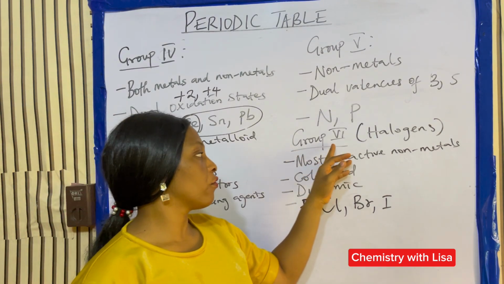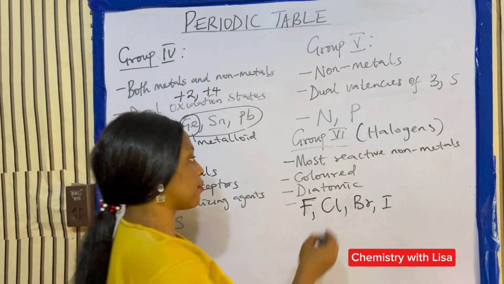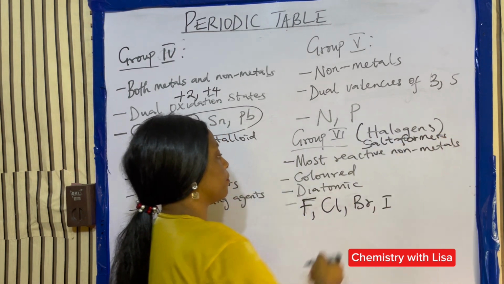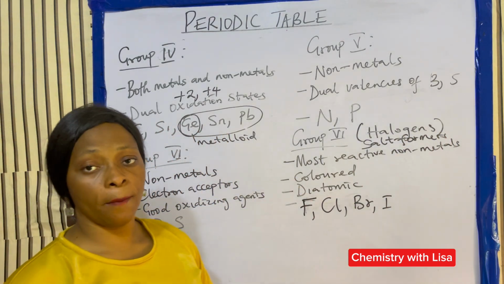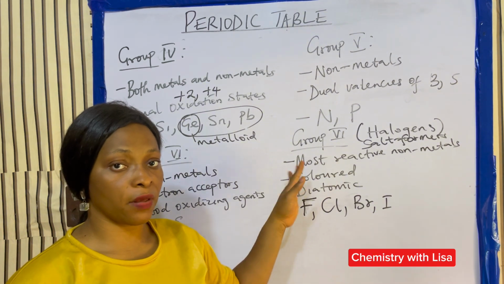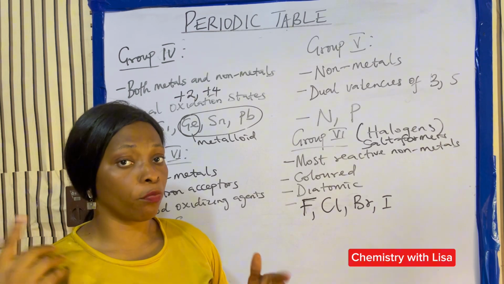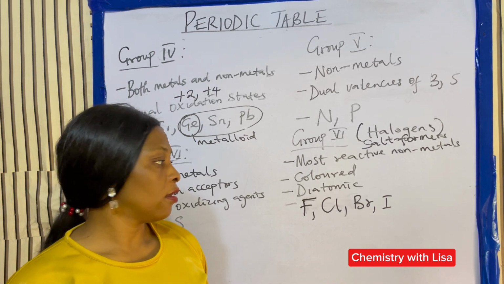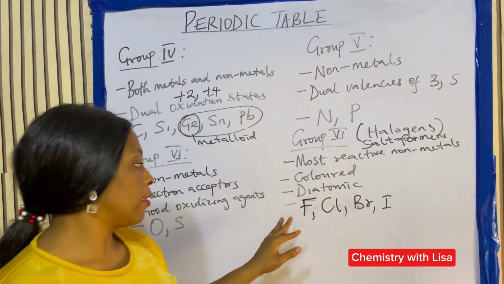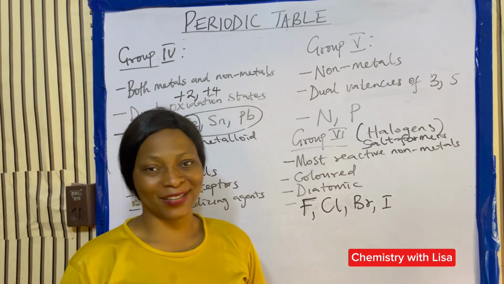Then you have elements in group 7. They are referred to as halogens because they are salt formers. Halogens are salt formers. They are the most reactive non-metals. When you talk about the most reactive non-metal, you're looking at group 7 elements, the halogens. Unlike the metals, the most reactive is group 1, the alkali metals. Now, they are colored and they are diatomic molecules, and examples include fluorine, chlorine, bromine, iodine.